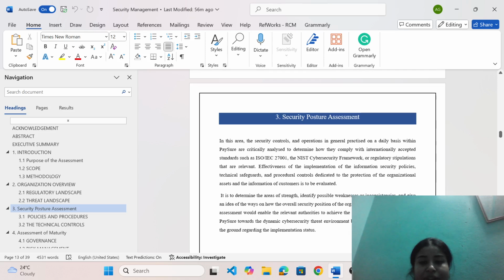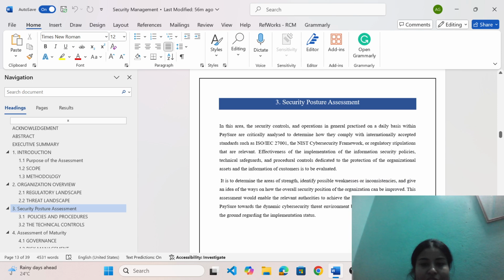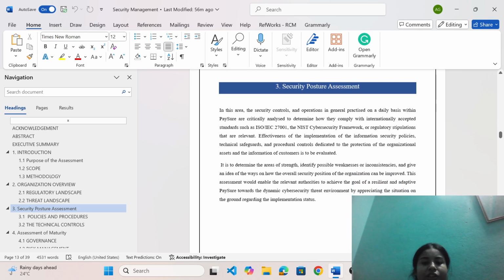Then, what is the security posture assessment of the PAYSURE digital wallet? In this area, the security controls and operations are the general practice on a daily basis within PAYSURE digital wallet. So I used different types of frameworks and controls, like the NIST framework and ISO IEC 27001 controls, as standard controls to determine the security posture assessment. It is to determine areas of strength, identify possible weaknesses and inconsistencies, and give an idea of how the overall security posture of the organization can be improved. So this is the main security posture assessment.